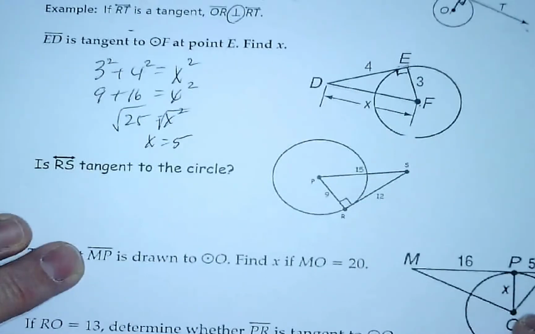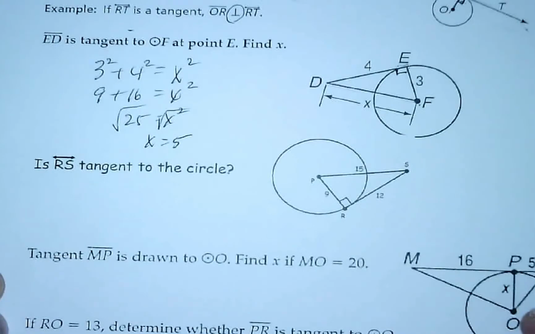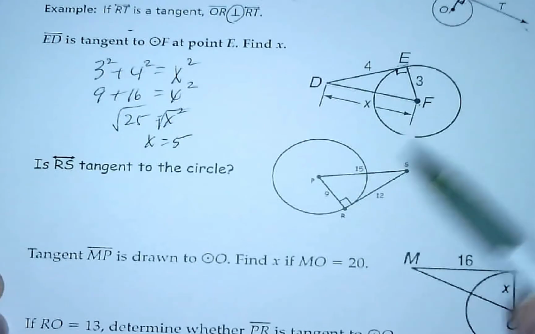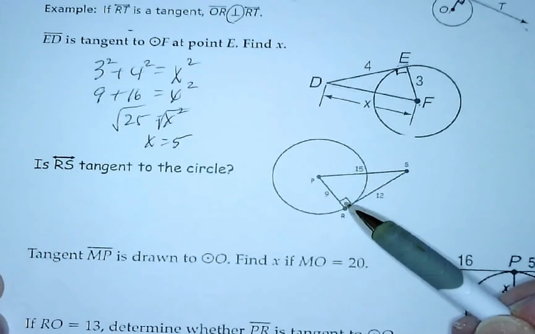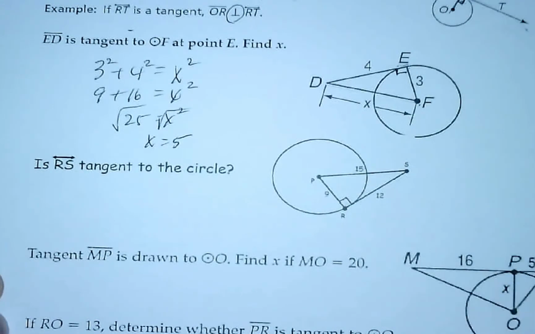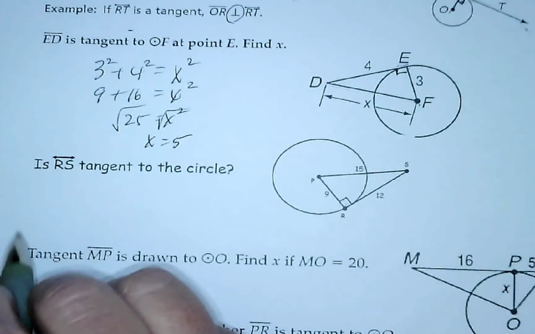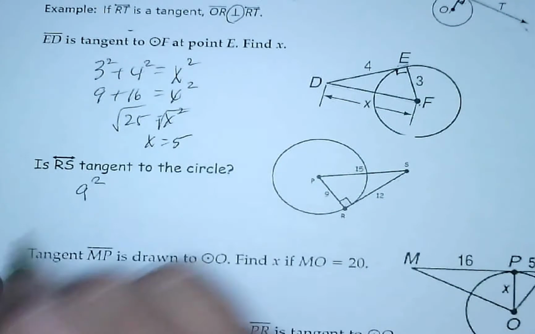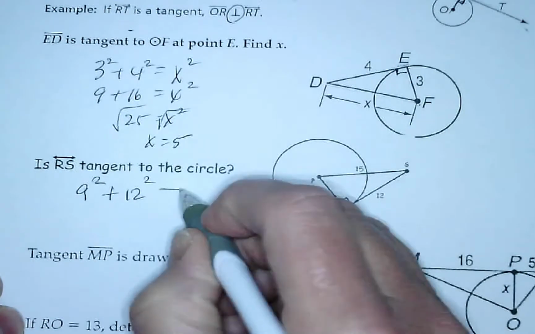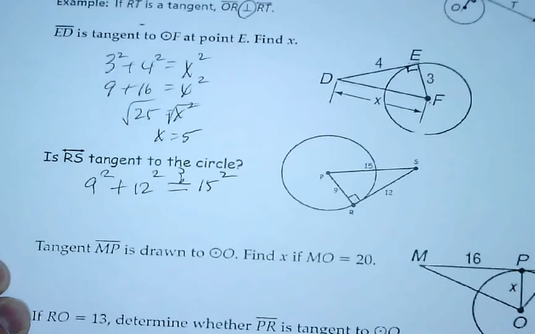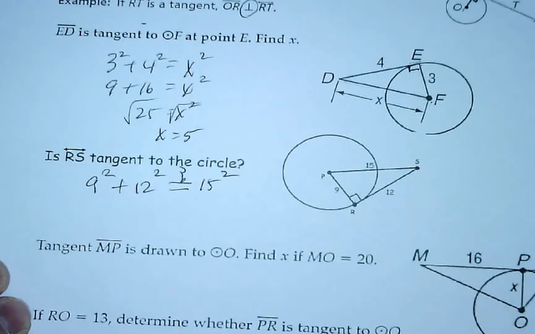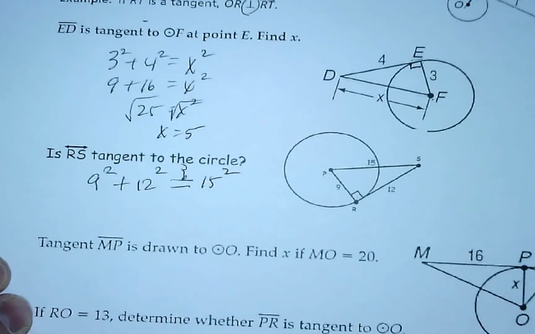Simple as that. The next one deals with the same thing. It asks, is RS a tangent? Basically we need to know for sure, is this a right angle? Is this a right triangle? If it is, then yes, RS is going to be tangent. So let's take a look at this right triangle to decide if it actually works. The Pythagorean theorem would be 9 squared plus 12 squared, and we wonder, does that equal the hypotenuse squared? Because if it does, then it's a right triangle and a right angle and it's tangent. If it doesn't, then it's just a line.